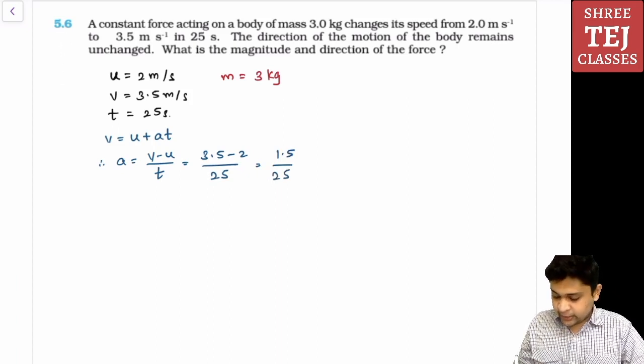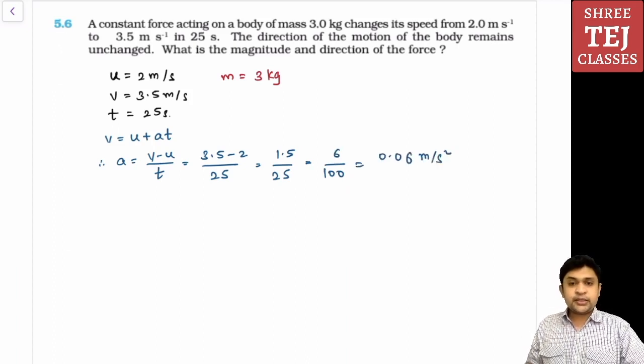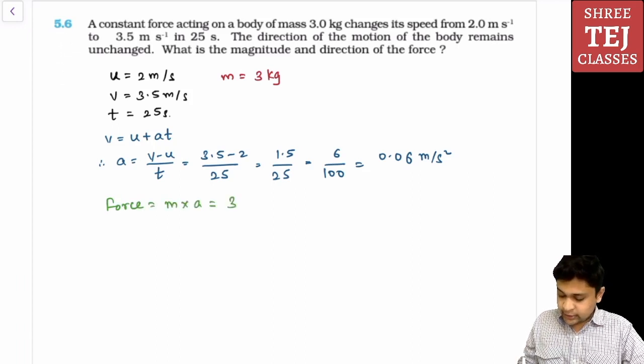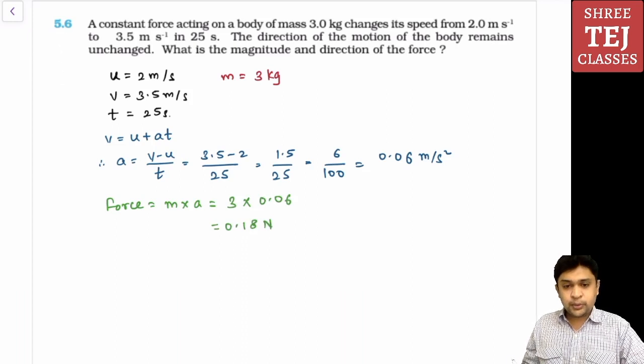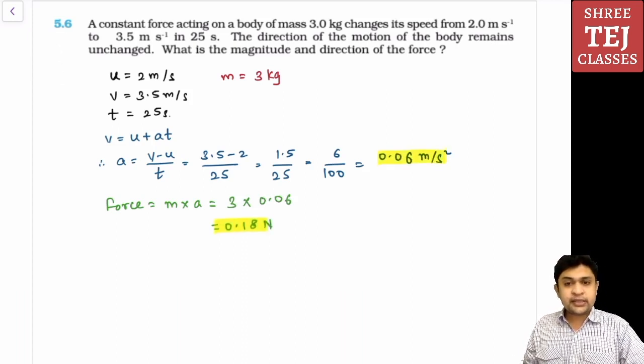Let us multiply it by 4. So this would be 6 upon 100, so 0.06 meter per second square. This is the acceleration. And to find the force, it is mass into acceleration. So this would be 3 into 0.06, which will come out to be 0.18 Newton. So force would be 0.18 Newton. Acceleration is 0.06 meter per second square.